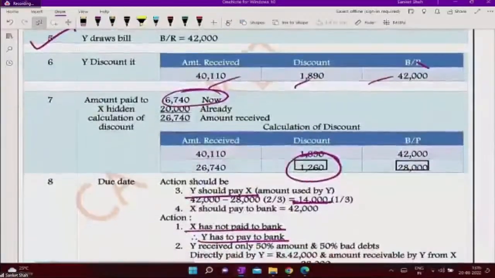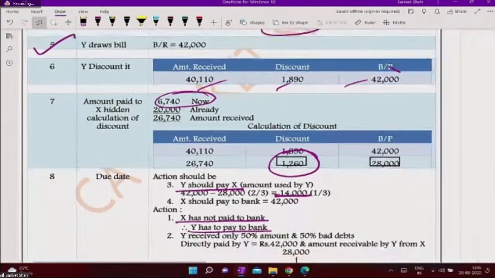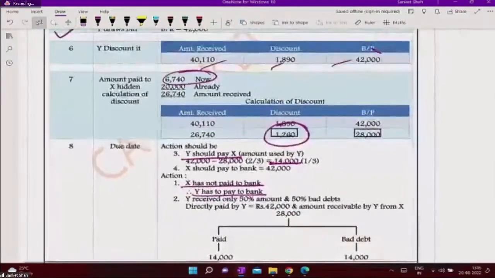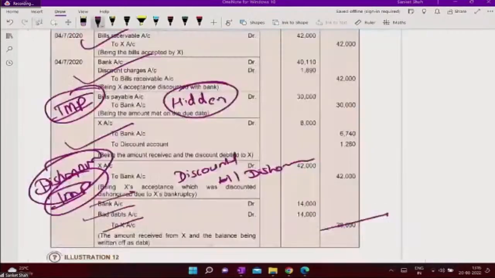Yes, एक second. And these are hidden entries. You can write it on the question. Hidden entries. There are 2 hidden entries.